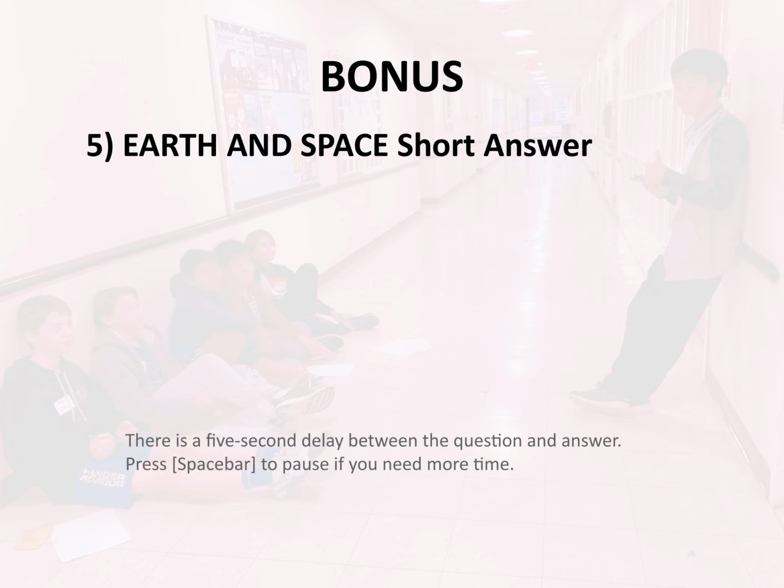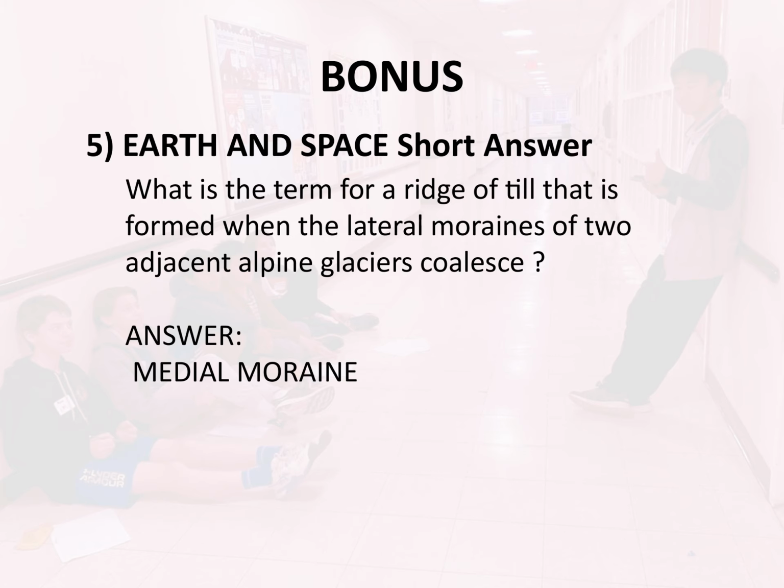Bonus 5. Earth and space. Short answer. What is the term for a ridge of till that is formed when the lateral moraines of two adjacent alpine glaciers coalesce? Answer. Medial moraine.